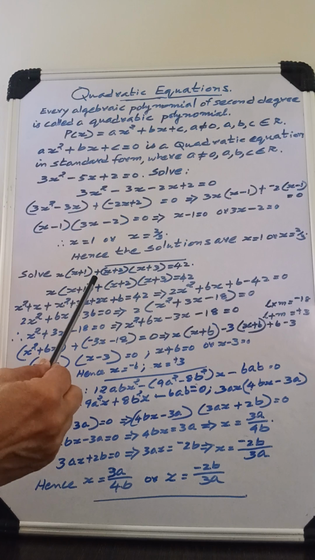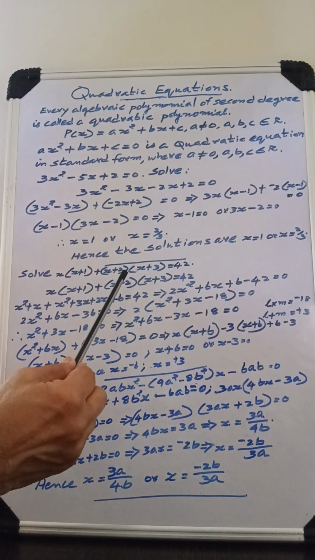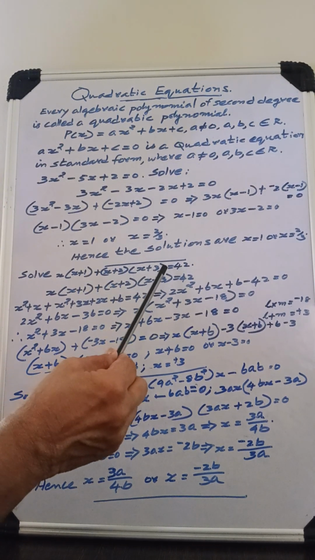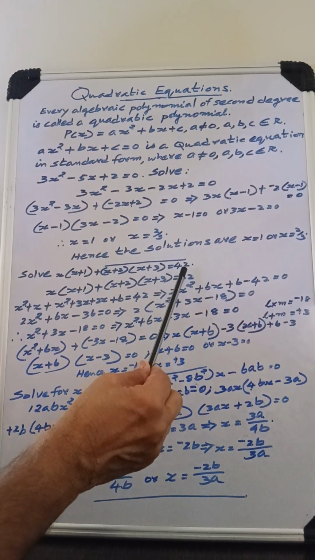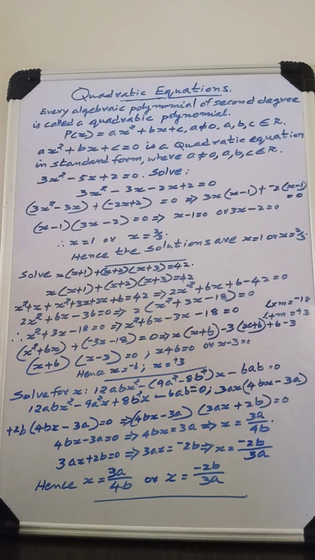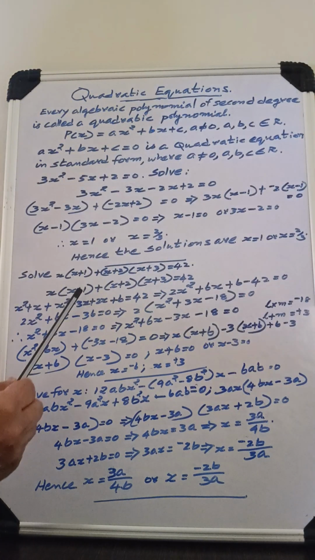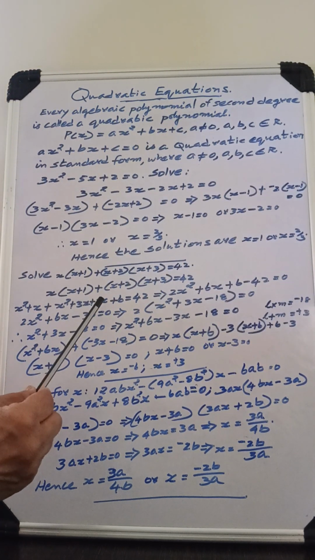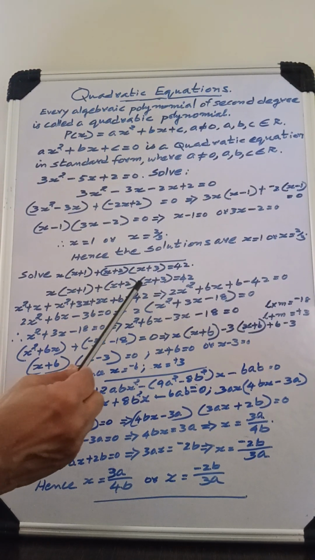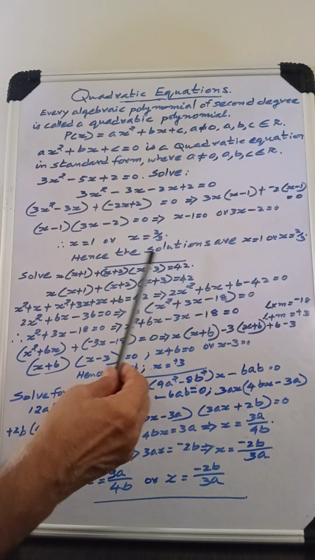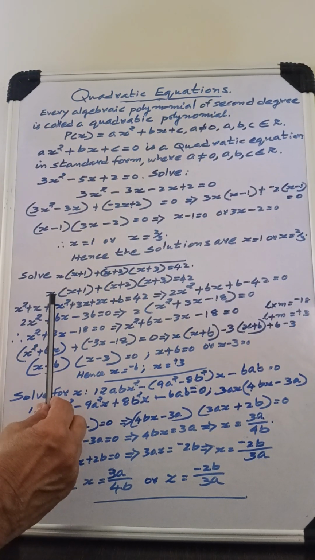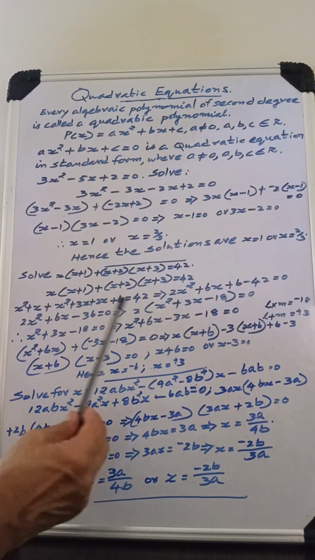x into x plus 1 plus x plus 2 into x plus 3 equals 42. I am just expanding, breaking the brackets.